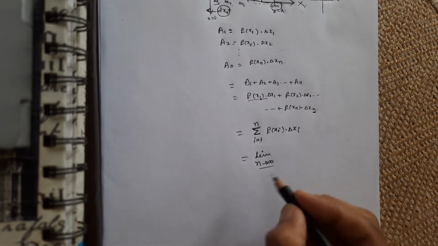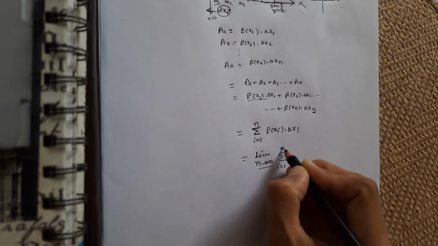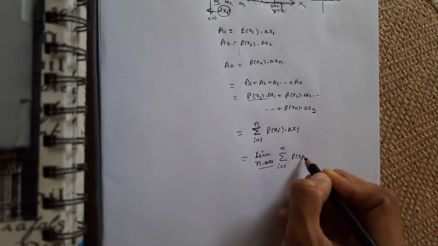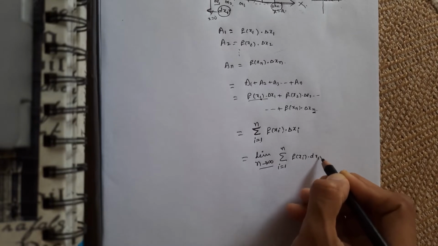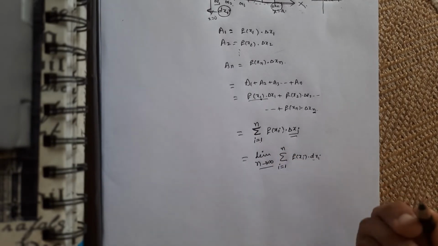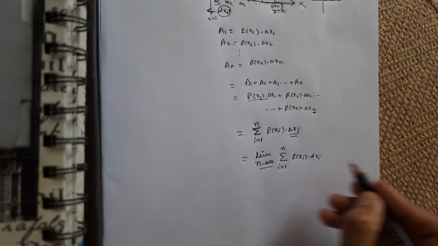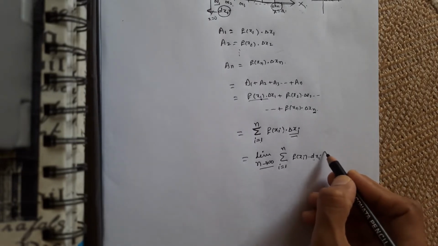So limit n tends to infinity, sum over i equals 1 to n of f of xi into dxi. I change this delta x to dx to represent a very small part, or a very small rectangle shape. Okay, so this is the exact idea.